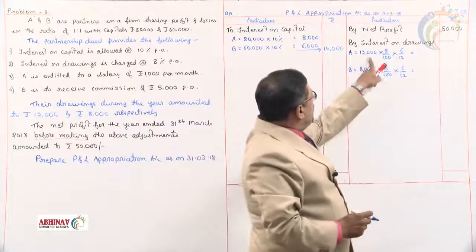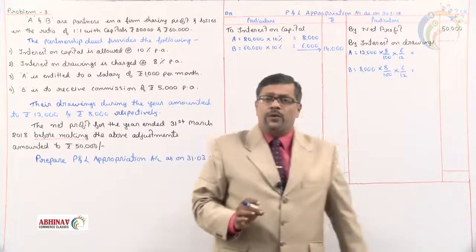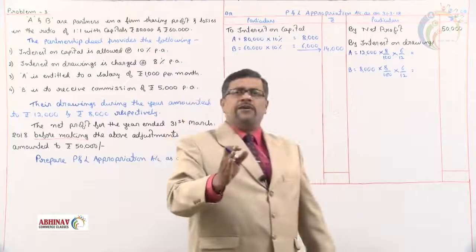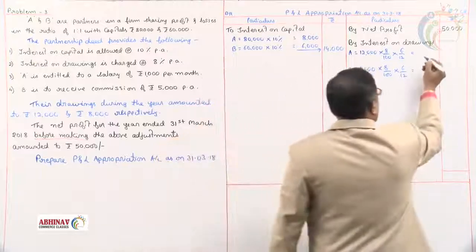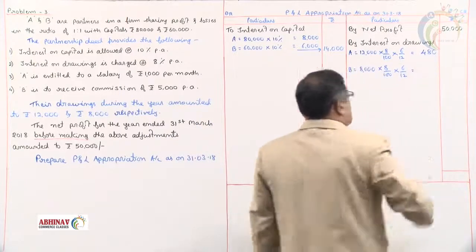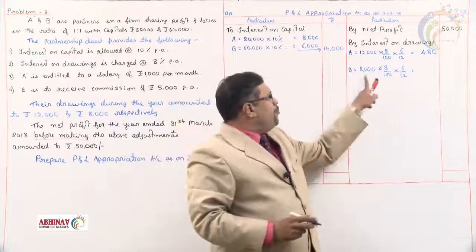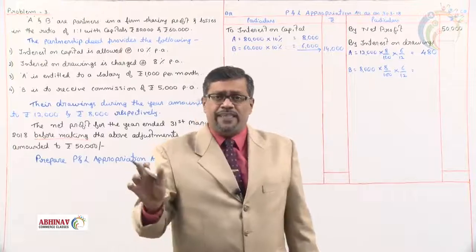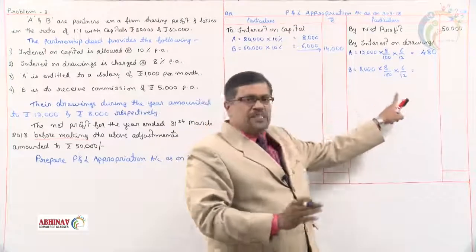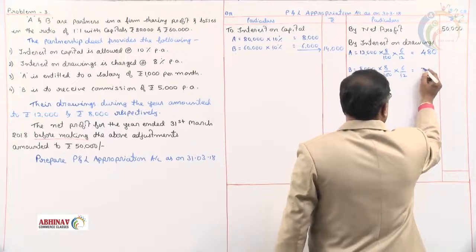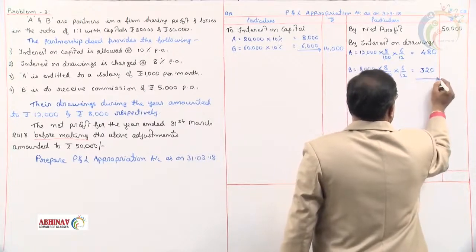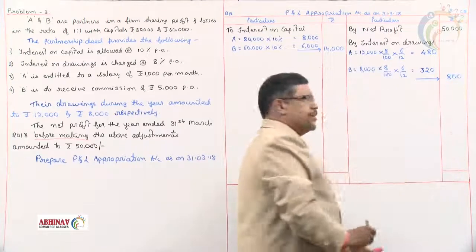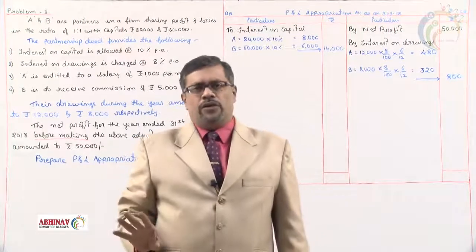Now first, 12,000 into 8%. What you get is 960. 12 8s are 96. 6 by 12 means what? Half of 960. Half of 960 is nothing but 480. 8% of 8,000. When you cancel 2 zeros, remains is 80 into 8. 8 8s are 64 and a 0. 640. 6 by 12 means half of that. Half of 640 is nothing but 320. The amount in the outer column will be rupees 800. 800 is the interest on drawings.